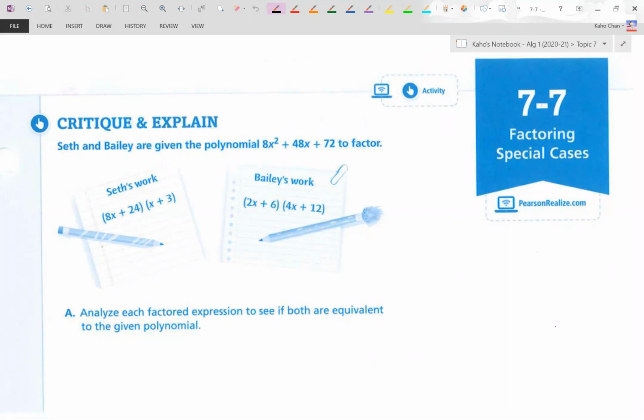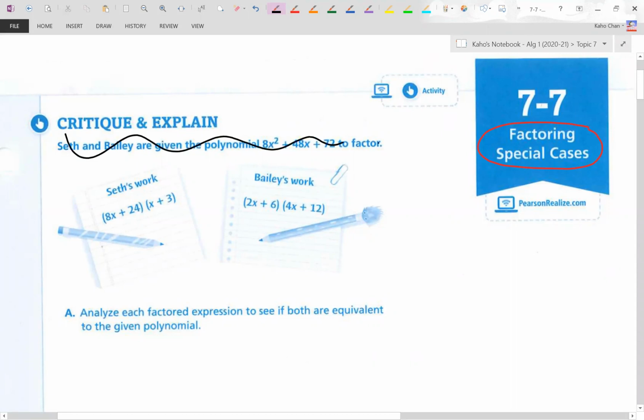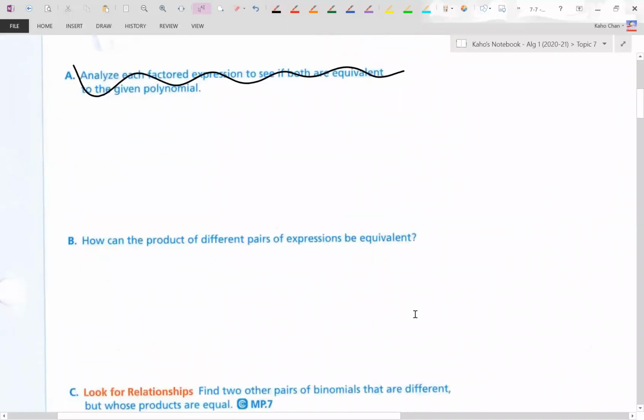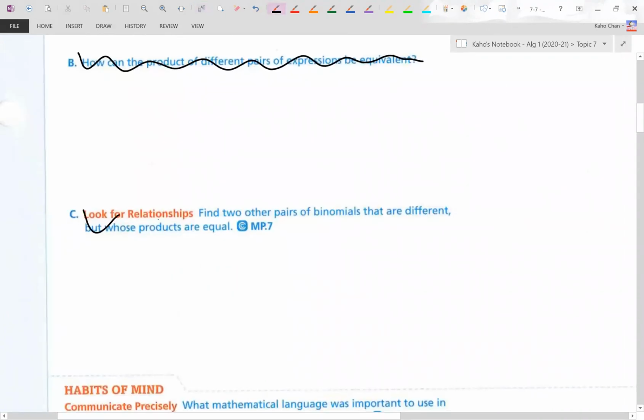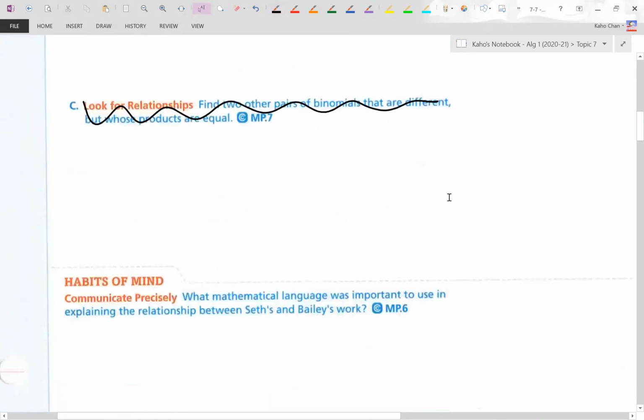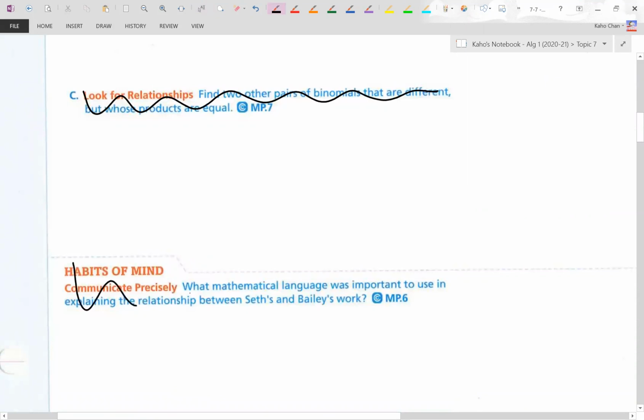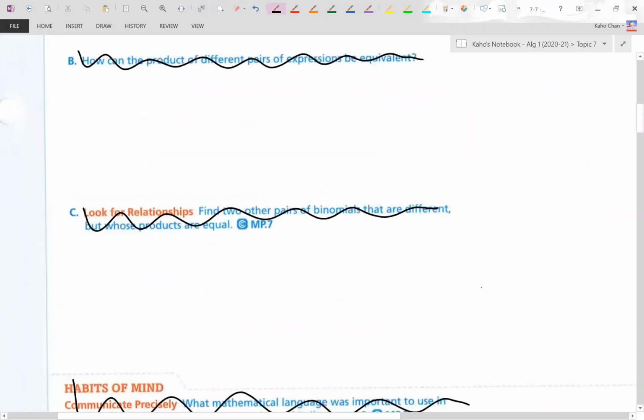We're about to start a new section, 7-7, Factoring Special Cases. Grab your note takers and turn to page 163, and let's get started. I'm actually going to skip the opener between Seth and Bailey. I'm going to use the white space here to remind you of what kind of special cases we had back in 7-3. We are actually going to go backwards of 7-3 in this section today, the last section of this chapter.